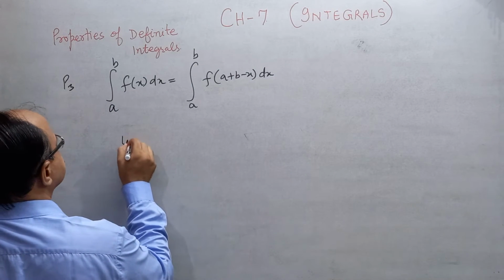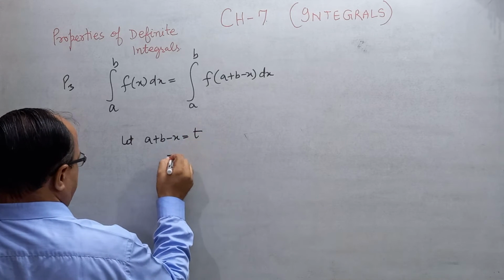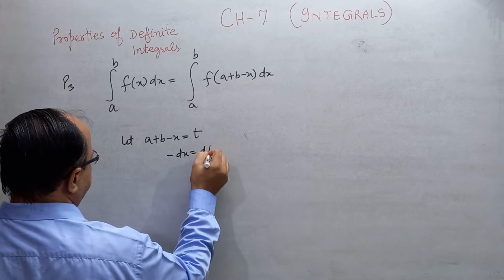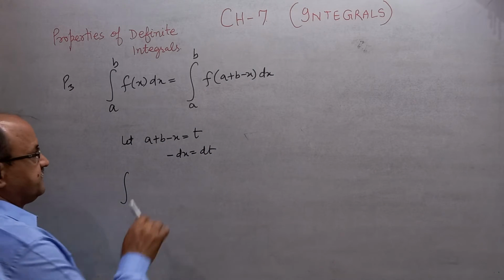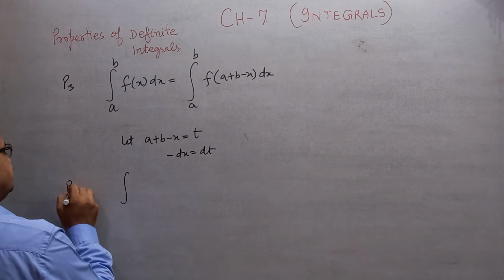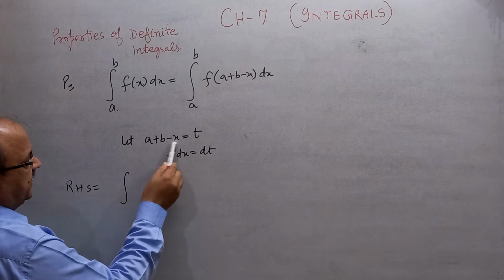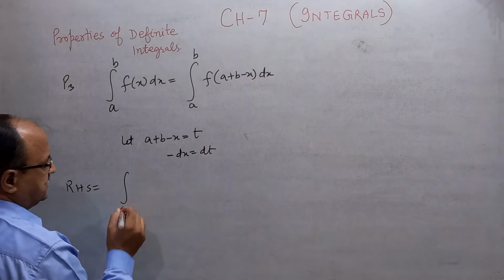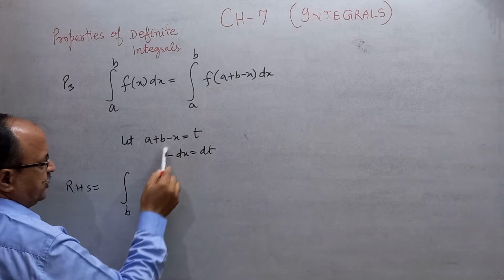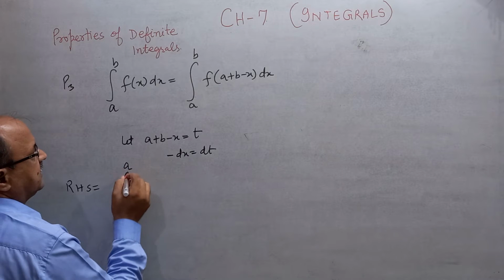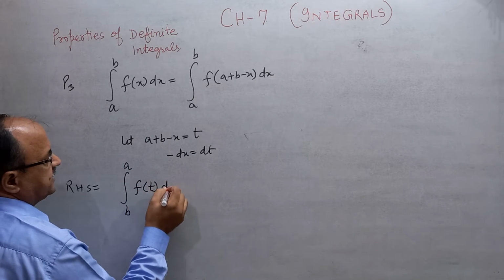So let a plus b minus x is equal to t. And the derivative of this, minus dx is equal to dt. Now change the limit. Put a here; when you put a here, then a minus a cancel, and b will come here. When you put b here, b minus b cancel, then a here. That is f of t. In place of dx, you can write minus dt.